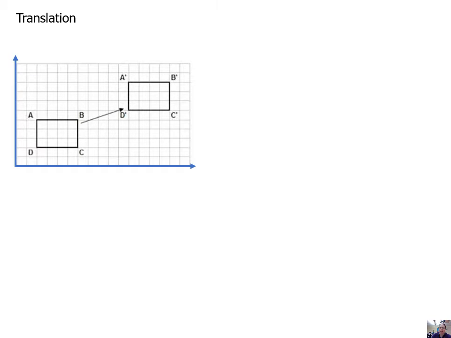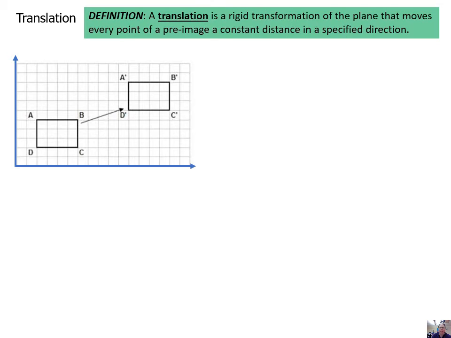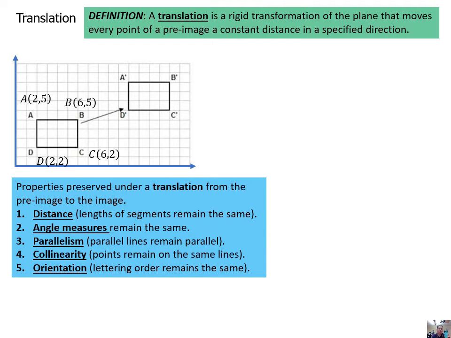So our first piece that we're going to look at is a translation, and it's a rigid transformation of the plane that moves every point of a preimage a constant distance in a specified direction. So here we've got a rectangle and we've got the points labeled. It's going to preserve distance. Lengths of segments will remain the same. The angle measures will remain the same. Parallelism, parallel lines remain the same. Collinearity, points remain on the same lines, and orientation, lettering order remains the same.